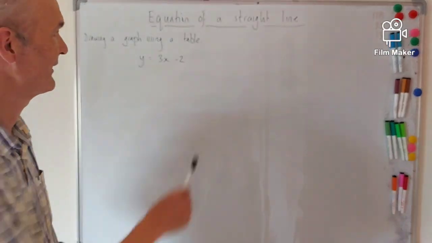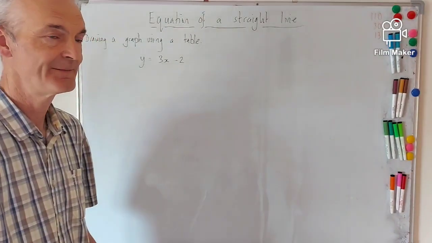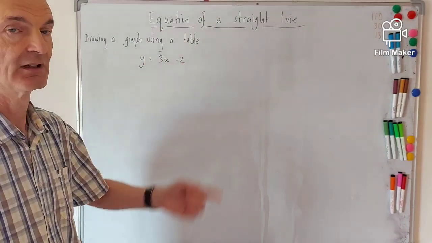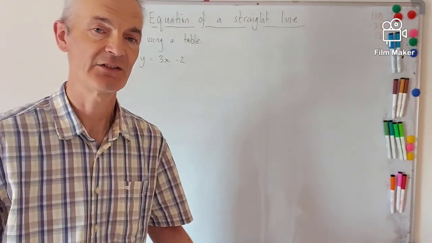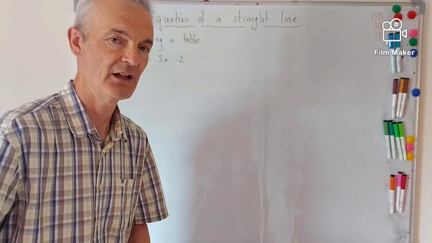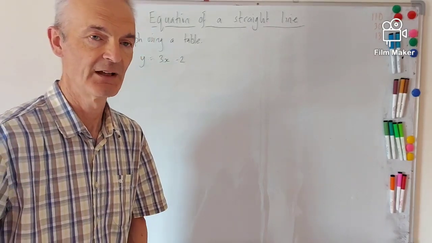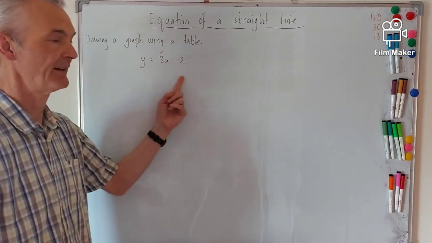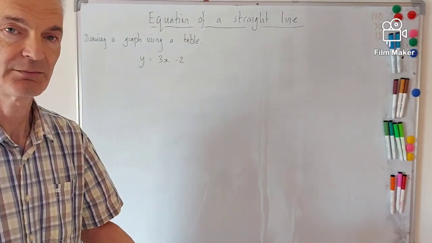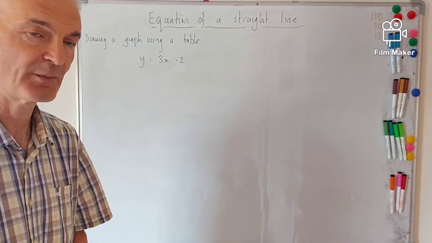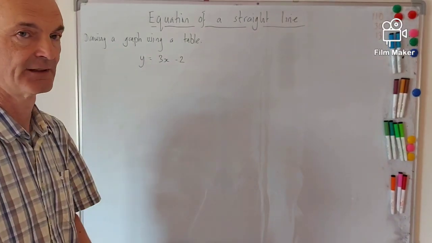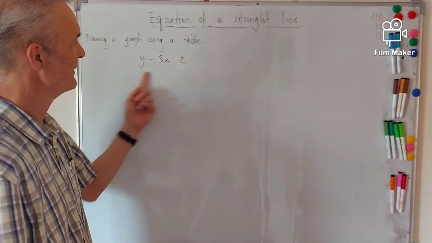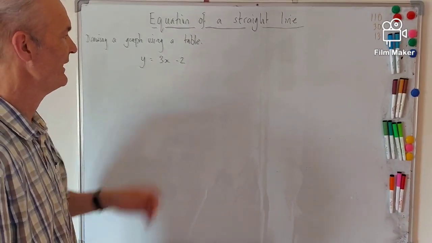Today we're looking at equations of a straight line, and in particular we're going to draw a graph using a table. Sometimes you can get asked to draw a graph. It could be an exam question, and you're given the equation of a straight line like this, and you've got to draw this line on a piece of graph paper. So how do we go about doing that? Well, before I start, let's have a look at what we've got here.